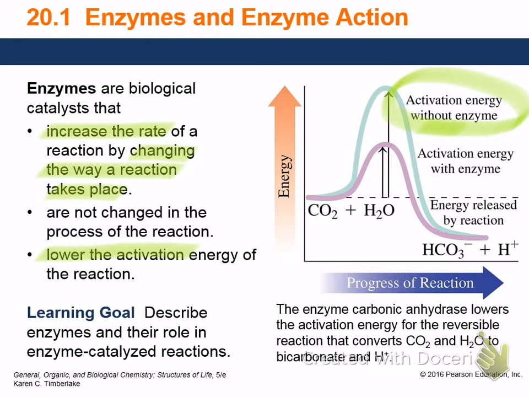And what an enzyme does is it changes the reaction so it happens with less energy. It doesn't change the amount of product that you get, it just changes how fast you get there, okay? So you get the same amount when you have a catalyst, but you get there faster. Okay.